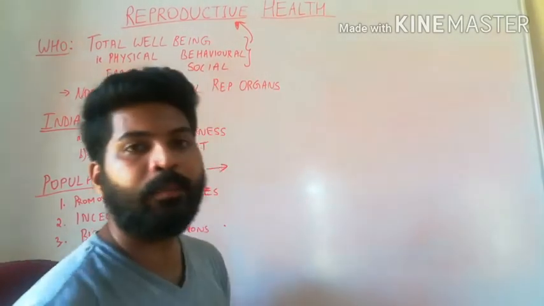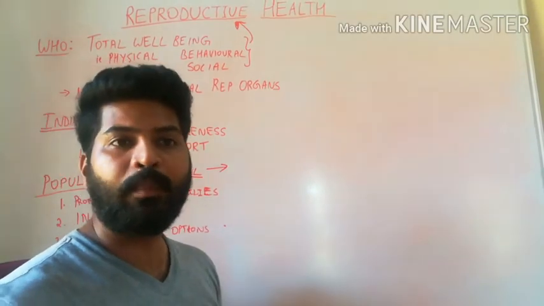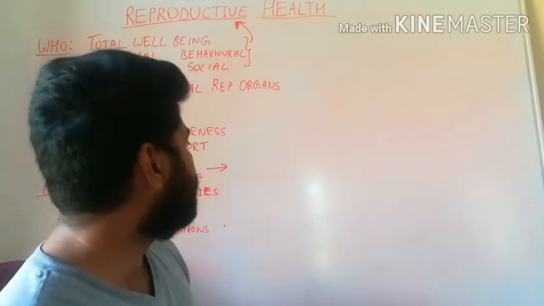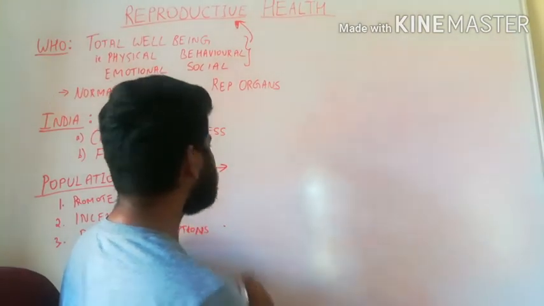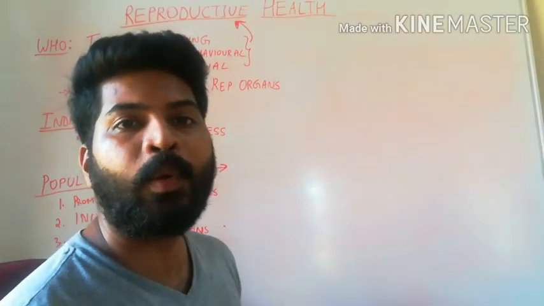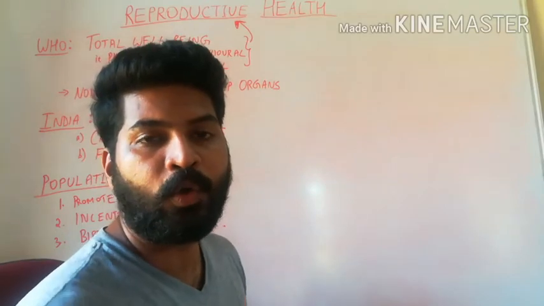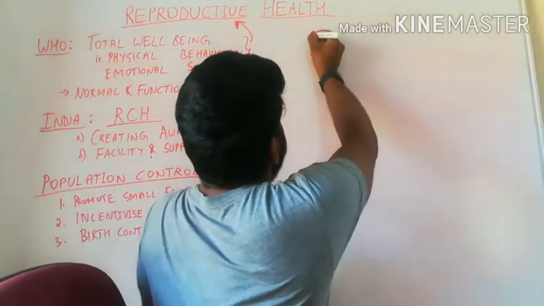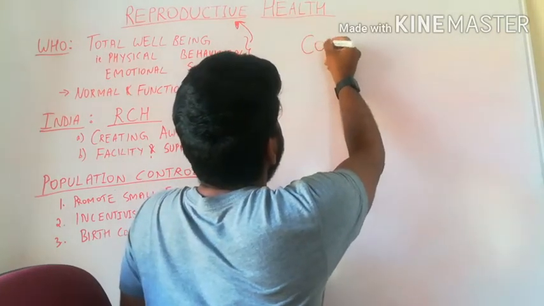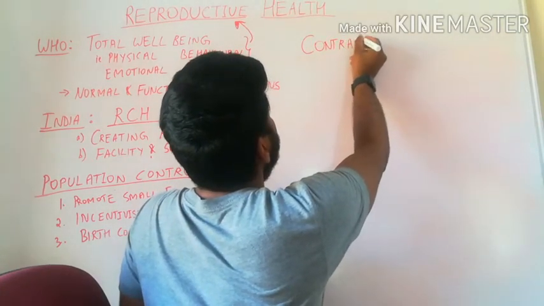Contraceptive. Contra means against, and ception means to give birth. These are devices or methods available to prevent pregnancy or to delay pregnancy. So we will discuss the various contraceptive methods available.